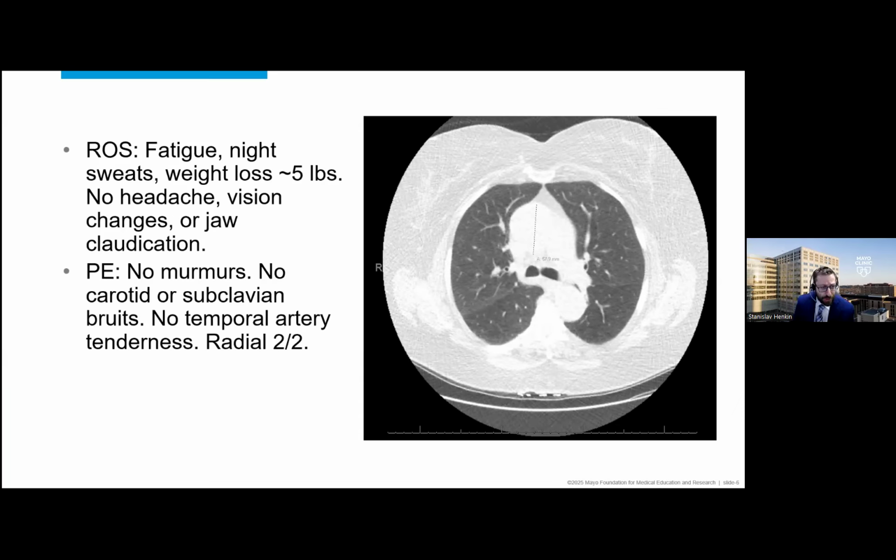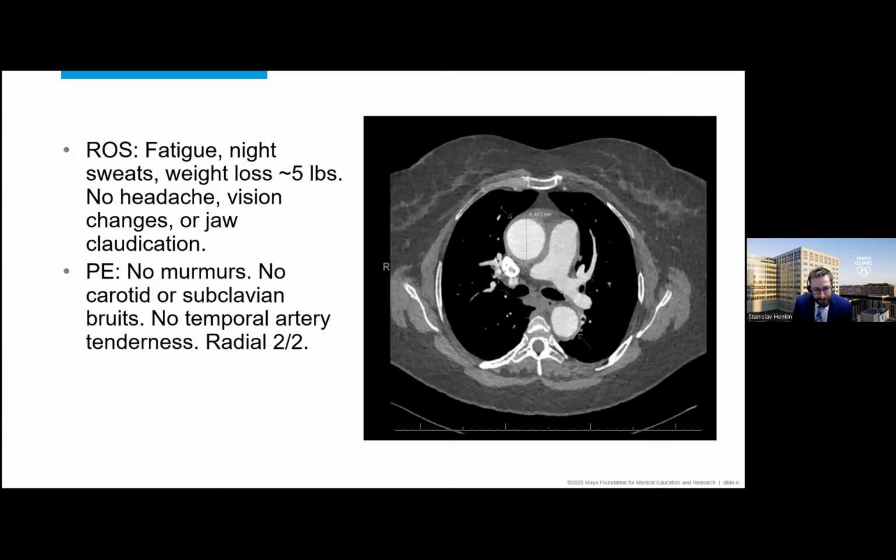So when I see her in clinic, we start talking about things, and she tells me, I've been really tired for the last couple of months. She's been having night sweats and weight loss as well. No headache, vision changes, or jaw claudication. On exam, she doesn't have any murmurs or bruits, no temporal artery tenderness, and her radial pulse is normal. So we get a CTA, chest, abdomen, pelvis with contrast to evaluate her vasculature and understand her true aneurysm size.